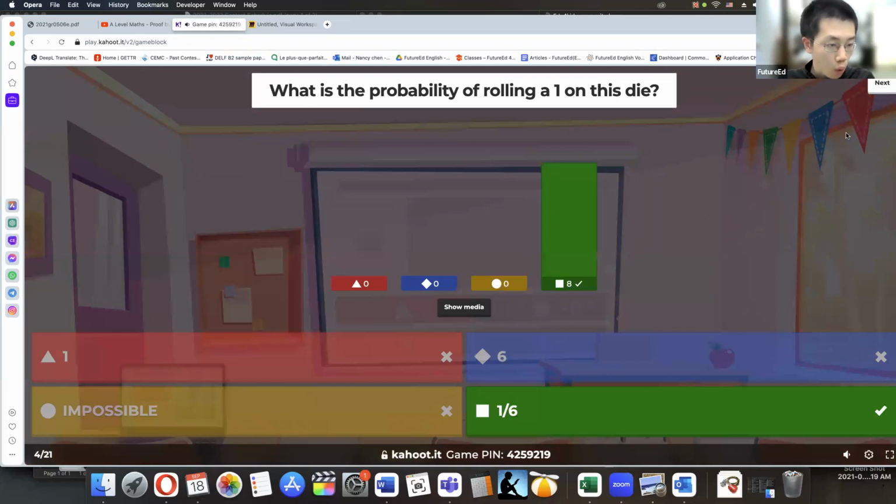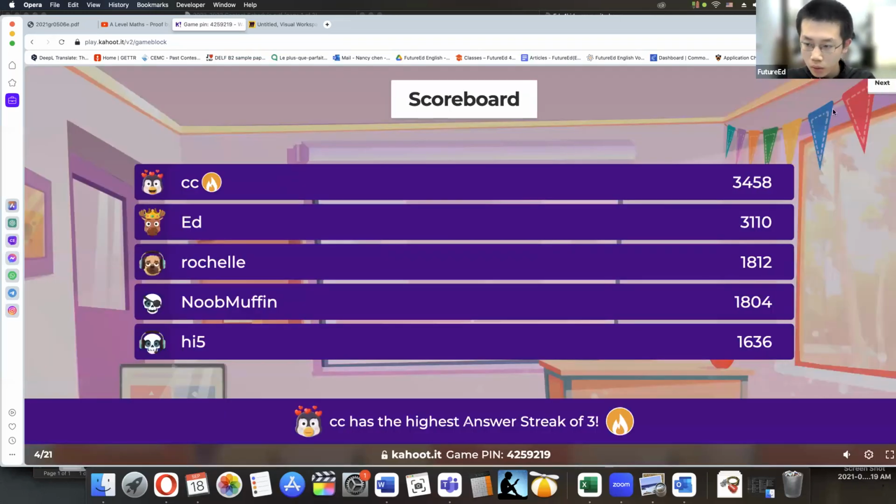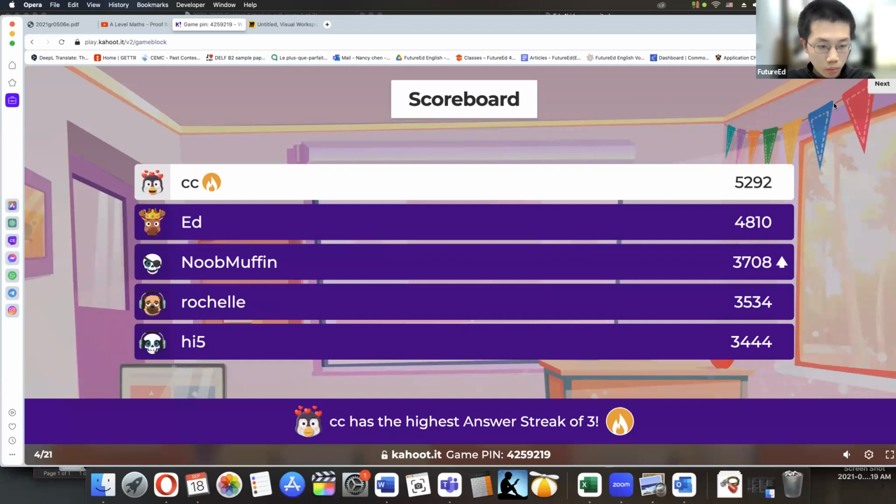Everyone knows that rolling a 1 on the die is just 1 over 6. It's the same with any other number, 2 over 6, 3 over 6, and, well, anything between 1 and 6 is just 1 over 6, because there are 6 faces to the die. Let's move on.